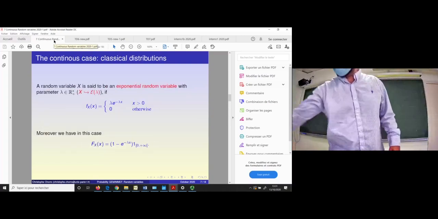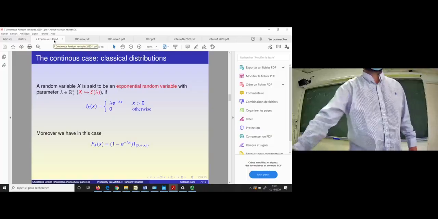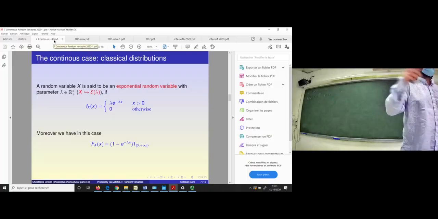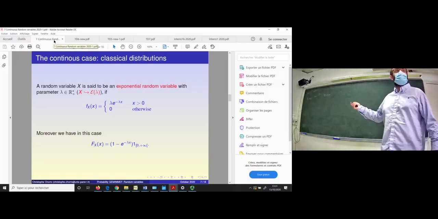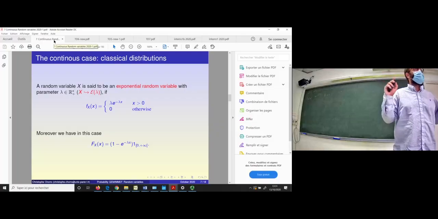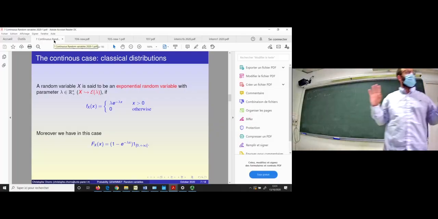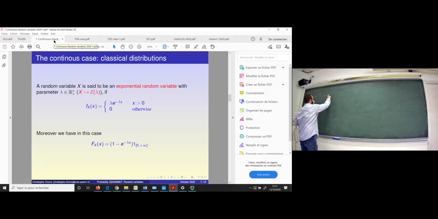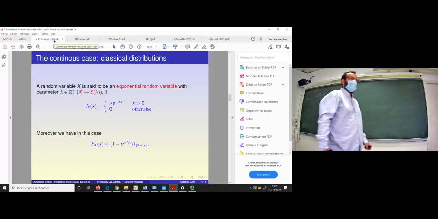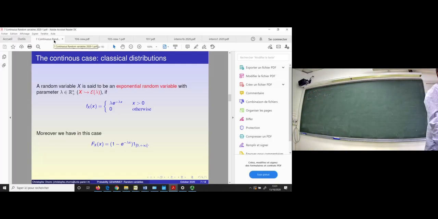Because I have put strict here, but whatever, I can put strict or large, it gives rise to exactly the same thing, because a point doesn't matter. But if you want it to be exactly the same as the one I have written in the course, put strict. Of course, I repeat that it changes nothing, because points don't matter in the case of a continuous random variable. So I have my density function here.